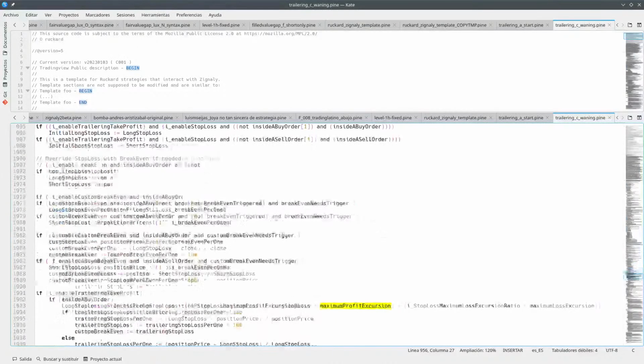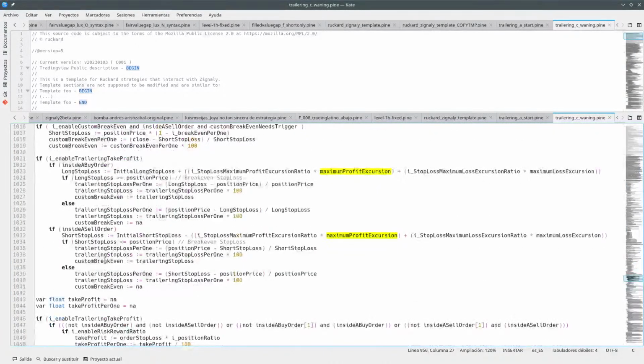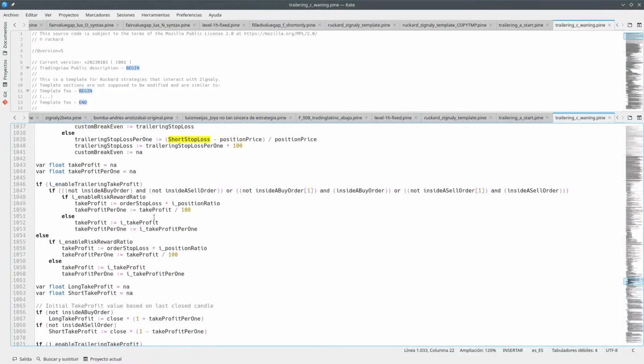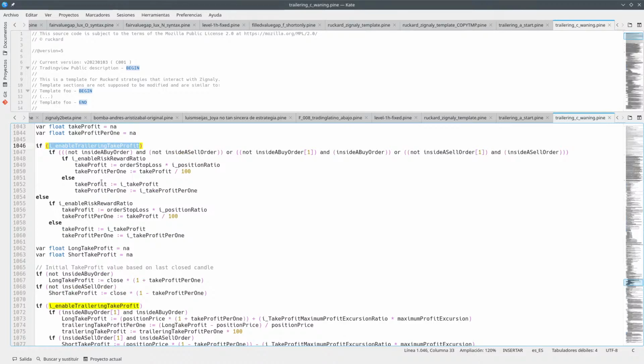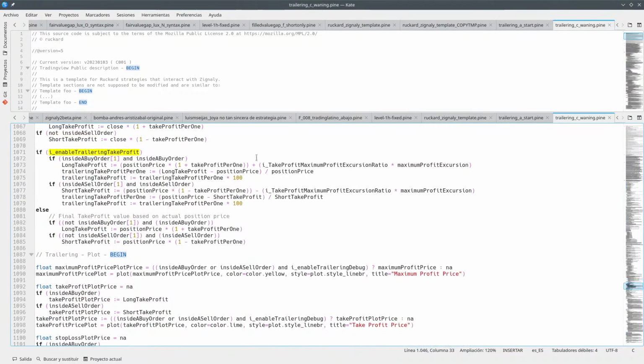So the maximum profit excursion is used somewhere here, which is the longest stop loss, shortest stop loss, which we use in a way. And here we have this stuff related to maximum profit excursion. That's how the long take profit is calculated here.